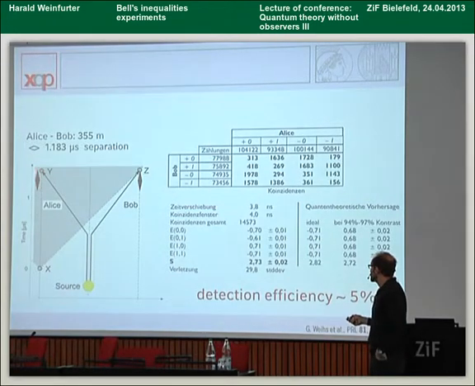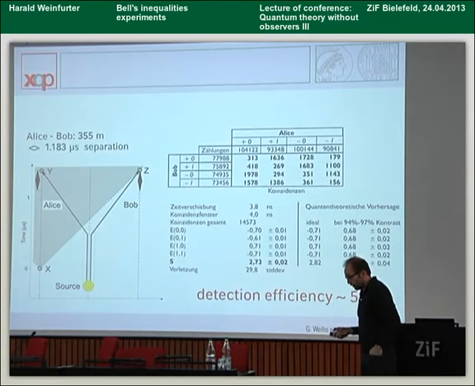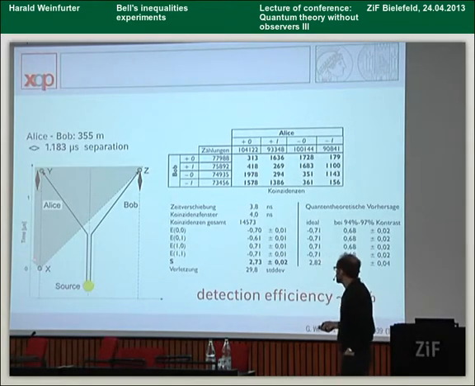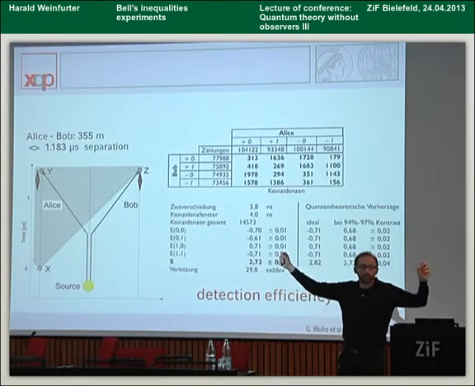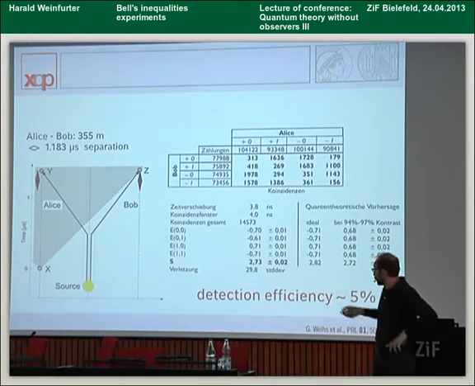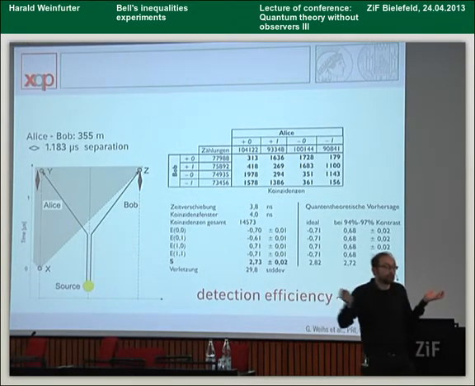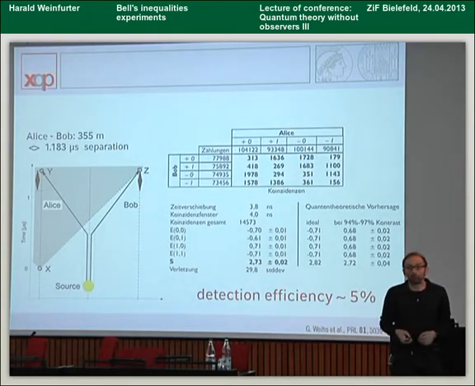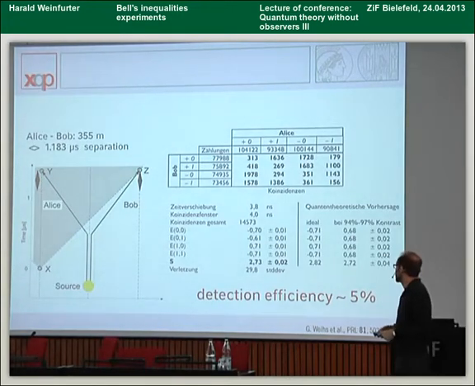This time span is on the order of about 100 nanoseconds, and so that's much, much shorter than more than a microsecond distance between the two observers. So there surely could not have been influence which propagates at the speed of light here. But in this experiment, of course, the detection efficiency was only 5%, and this is way too low to close this loophole as well.